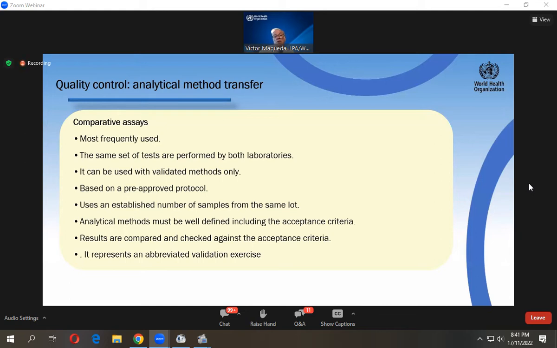So this means that the receiving unit, instead of validating the whole method with all the parameters and all the time consumed, can, based on the sending unit's validation, perform a shortened or abbreviated validation exercise. This is the concept behind the analytical method transfer.